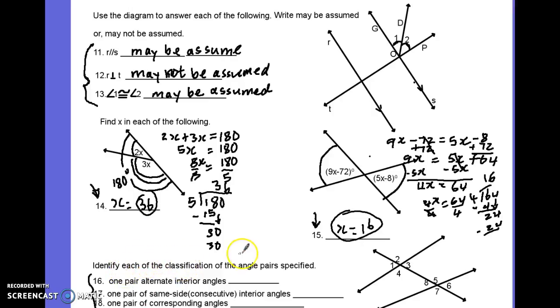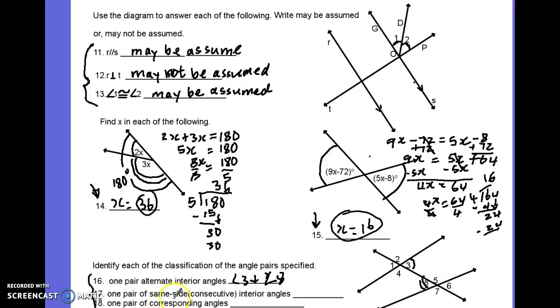Identify each of the classification of the angle pairs specified. One pair of alternate interior angles. This is the interior, in here between the two lines. This is the transversal. So alternate interior would be this one and this one, because they're on alternate sides of the transversal at the interior. So this would be angle 3 and angle 8. And another pair of alternate interior angles would be angle 4 and angle 5.